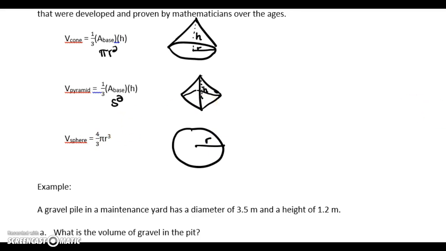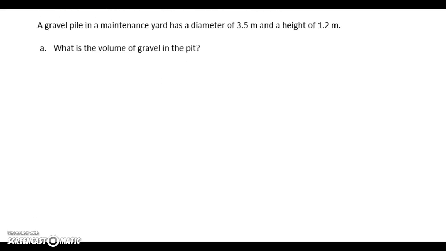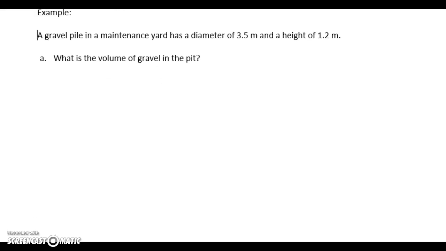So now we're going to look at example number 2 from your notes. And here we're just going to look at the volume of cones. A gravel pile in a maintenance yard has a diameter of 3.5 meters and a height of 1.2 meters. Part A is asking, what is the volume of gravel in the pile?